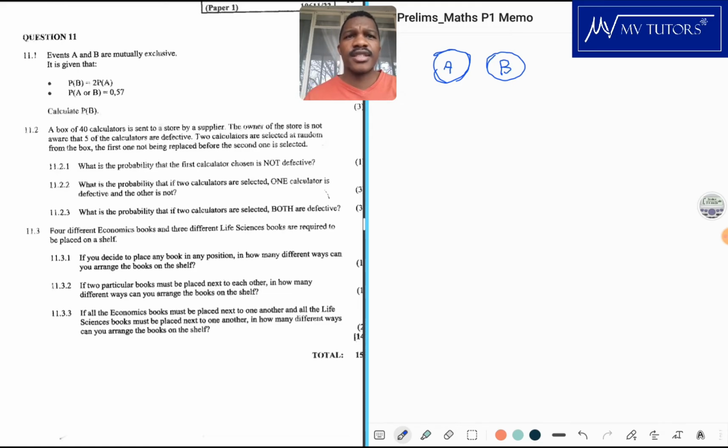Okay, and then it says given that the probability of B is equal to 2 times the probability of A, and the probability of A or B is 0.57. Calculate the probability of B. Well, since they're mutually exclusive, we know that the probability of A or B is just going to be equal to the probability of A plus the probability of B. Simple as that.